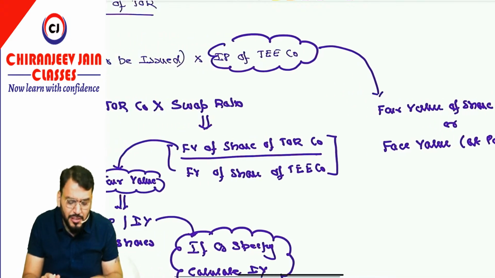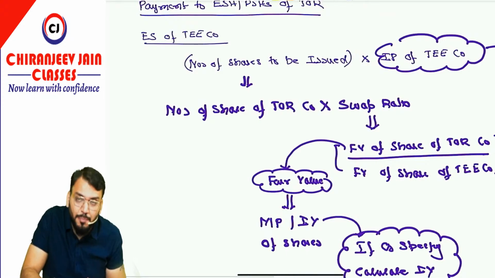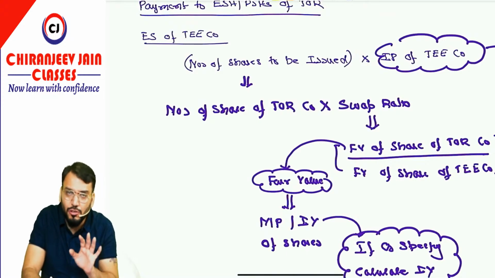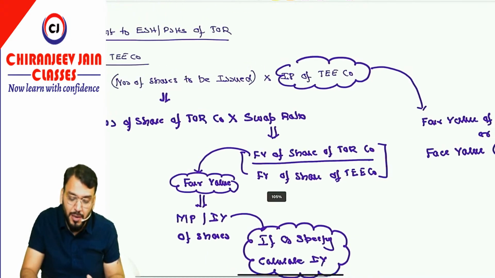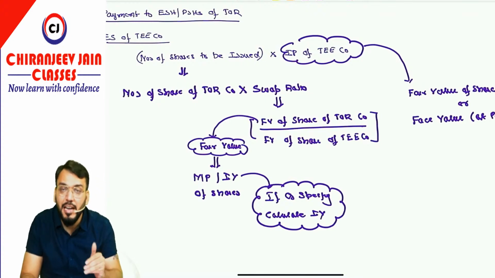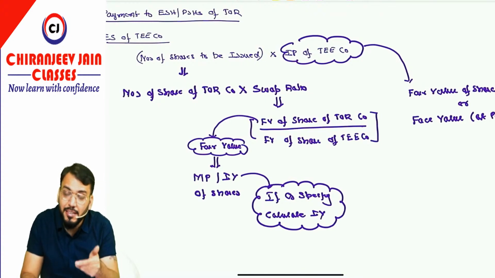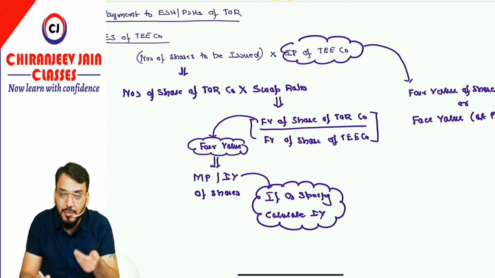But normally I have seen that in the CA Inter exam, they will give the swap ratio. If they have given the swap ratio, it becomes super easy. Understood? If the net payment method cannot be applied, then we'll go for what? The net asset method.